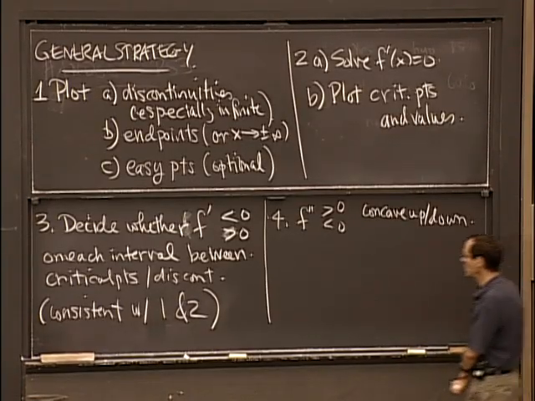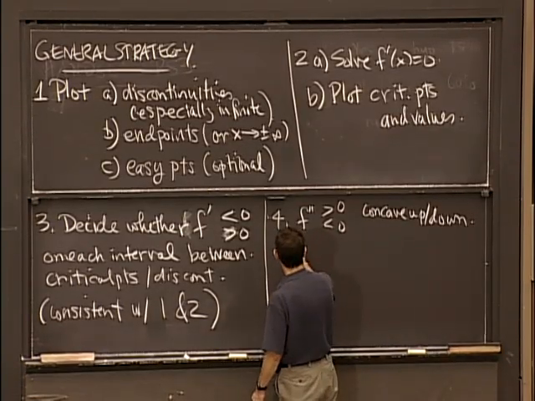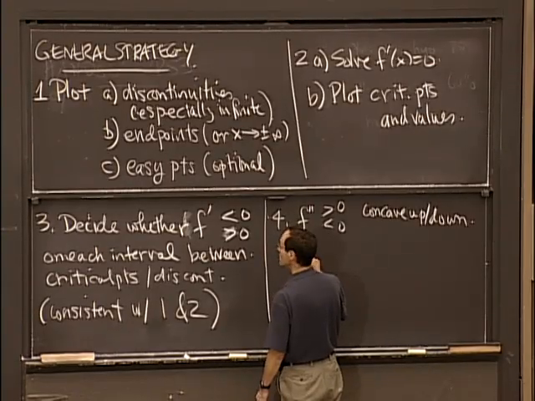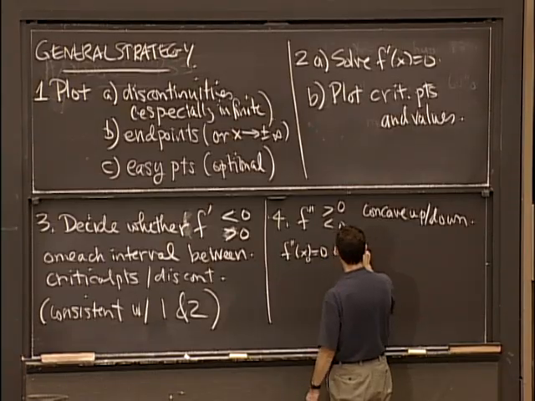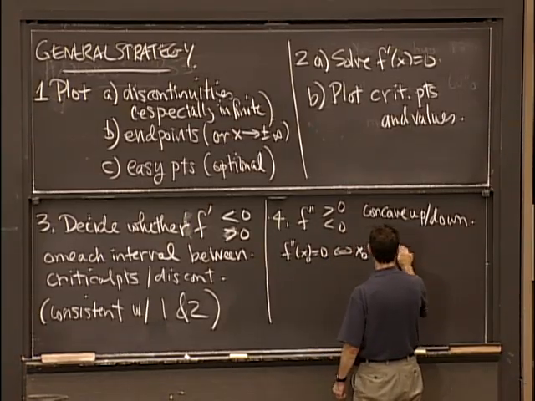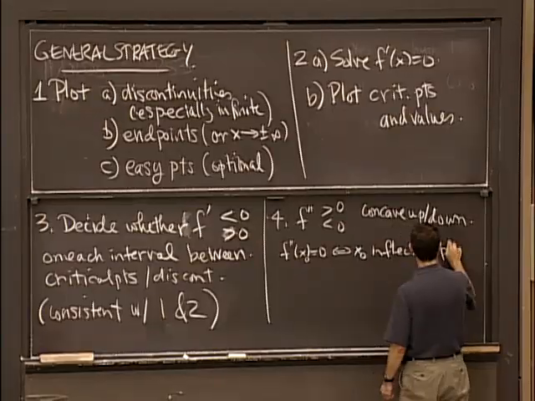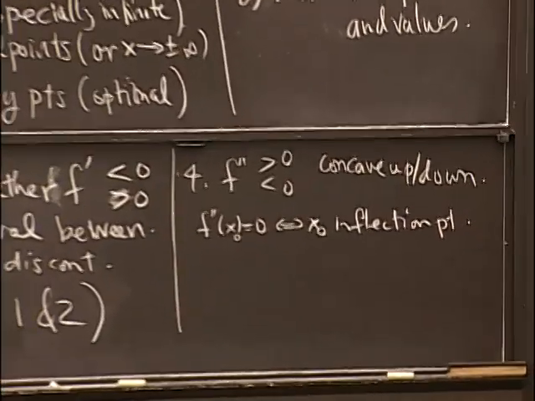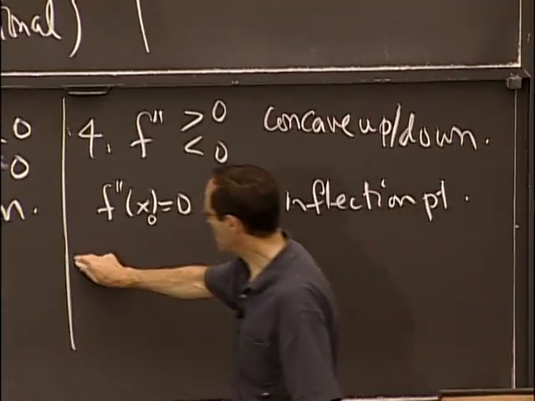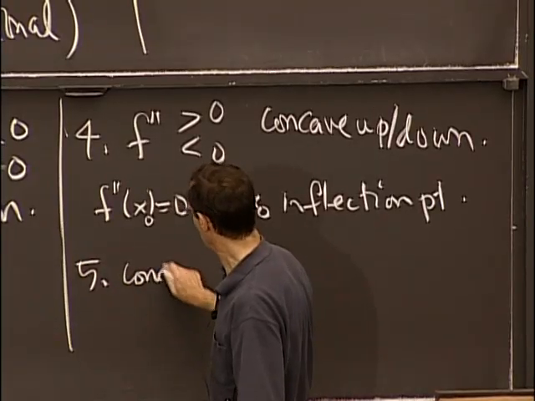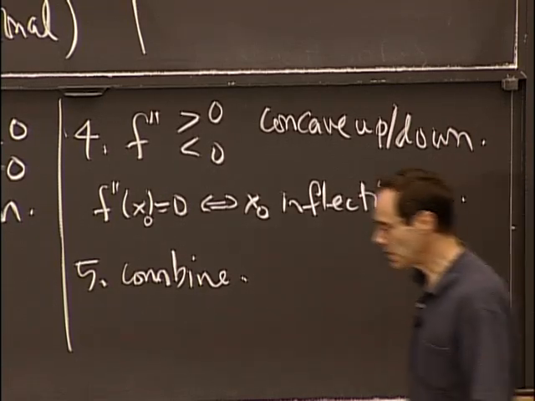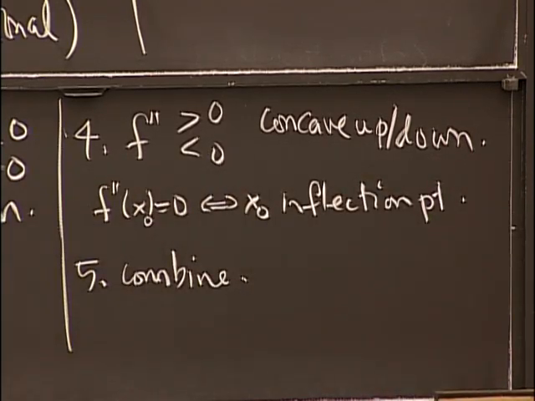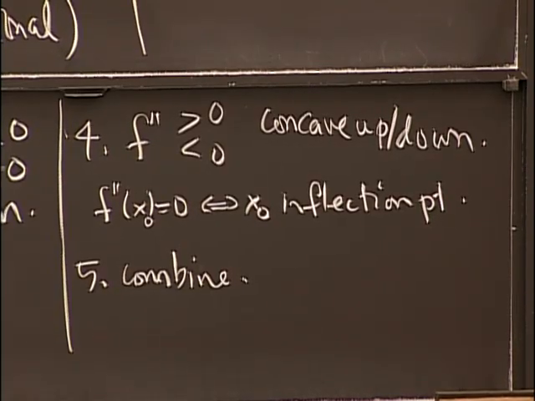And we have these points, f double prime of x is equal to 0, which are called inflection points. All right? And the last step is just to combine everything. All right, so this is the general scheme. And let's just carry it out in a particular case.